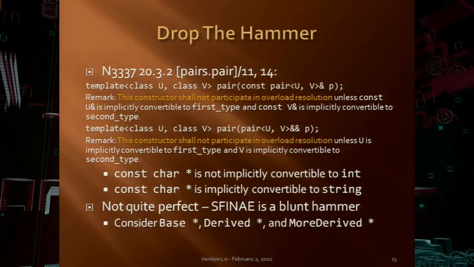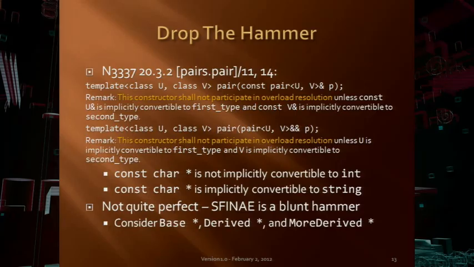But the core language has a special rule. It says, going to Derived star is less of a leap. I'm going to use that conversion as the programmer expected. The more derived one is more appropriate. But if you've got pairs here, pair of Base star, pair of Derived star, and pair of MoreDerived star, notice what happens.